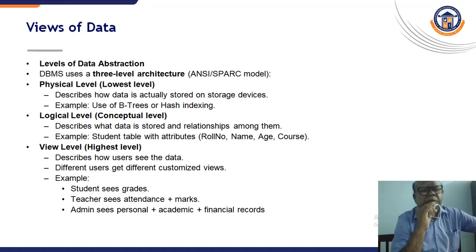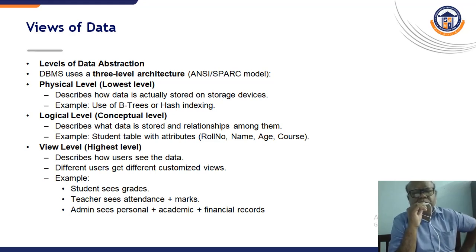Views of data. Levels of the data. Different DBMS three levels of architecture: physical level, logical level and view level. Physical level is the lowest level, describes how data are actually stored on the device. Example, use of B-trees or hashing, indexing and all those things. Logical level, describes what data is stored and relationship among them. Example, students table with attributes. The table creation will be coming under the logical level.